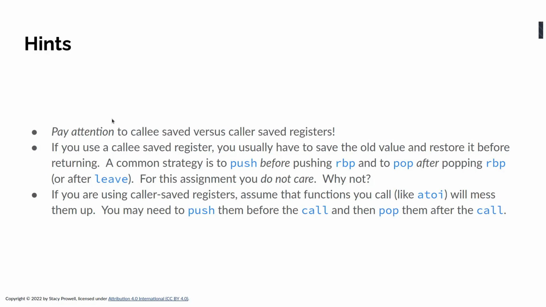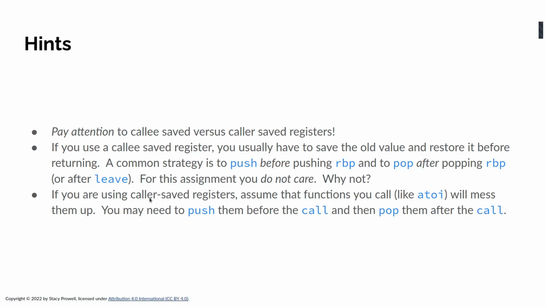Some hints, same hints as before, basically. Pay attention to the registers. If you get a seg fault, it's highly likely it's because you're misusing a register. If you use a callee saved register, you usually have to save the old value and restore it before returning. For this assignment, you do not care about that. Why don't you care? Why would you not care about that? You had to care last time. Why don't you care this time? Think about that. It's worth understanding that.